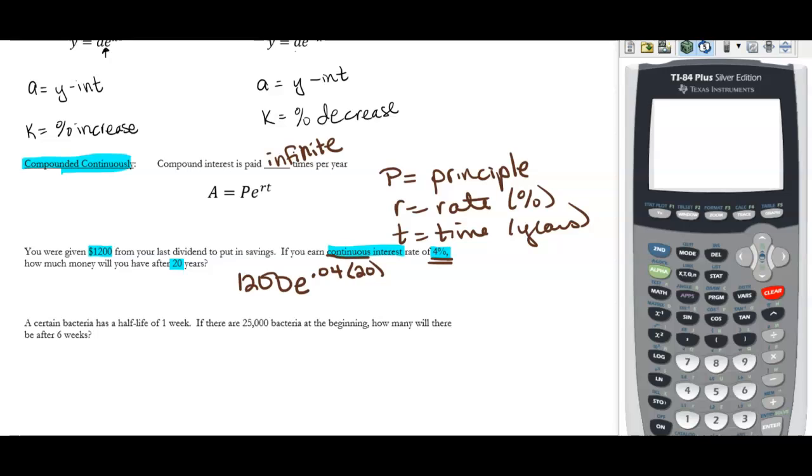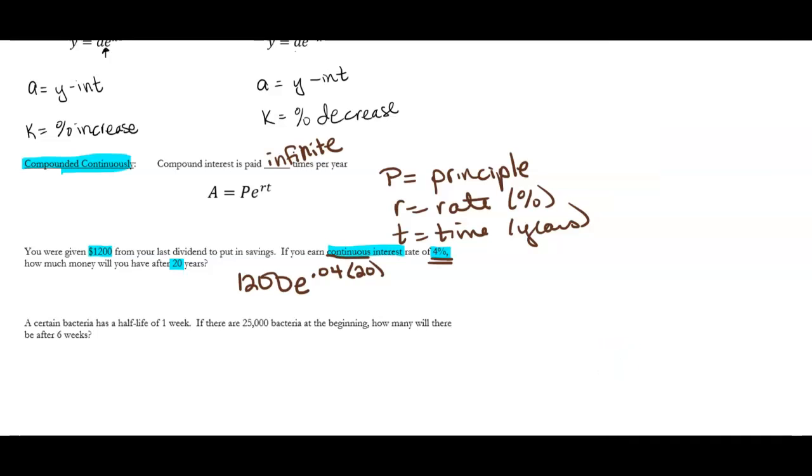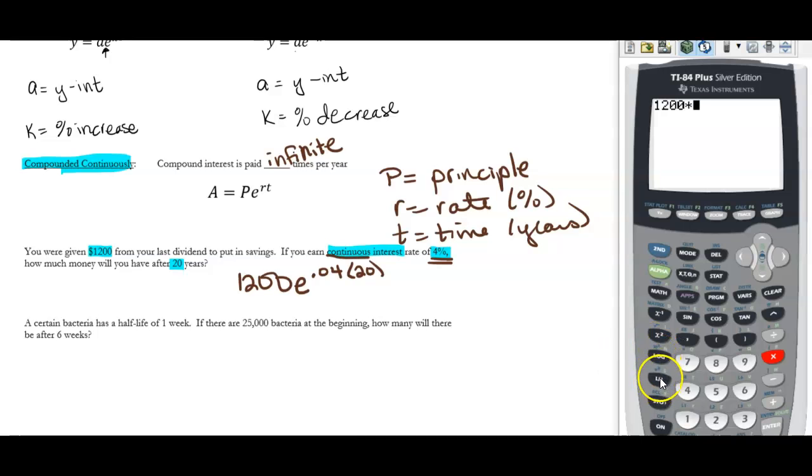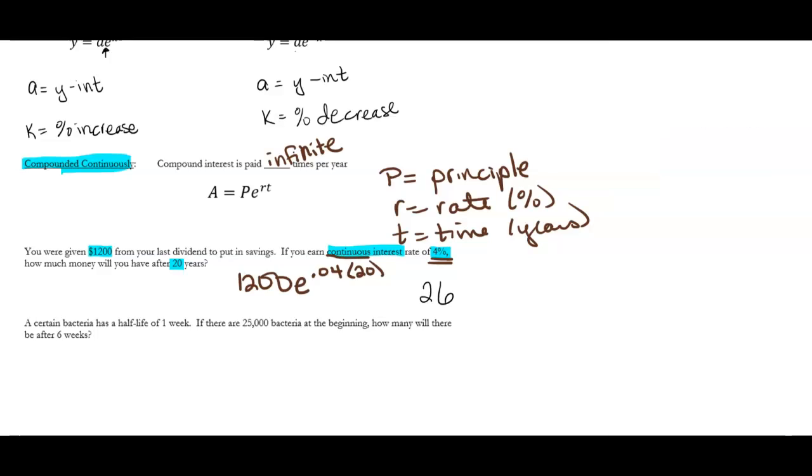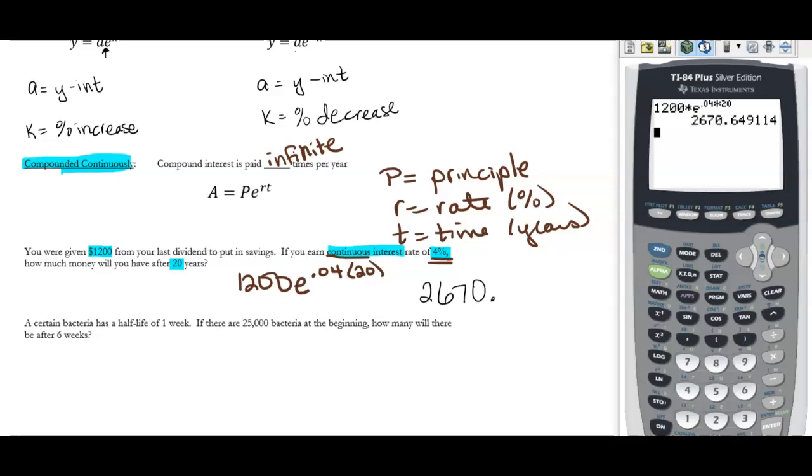Okay, so if you have a graphing calculator, this is how you're going to type it in. You're going to type in 1,200 times, now right here, there's an E to the X, and you see how it's blue. So I have to hit second, E to the X, and then I'm going to do 0.04 times 20, and it keeps it as the exponent. So after 20 years, my $1,200 has now grown to $2,670.65.